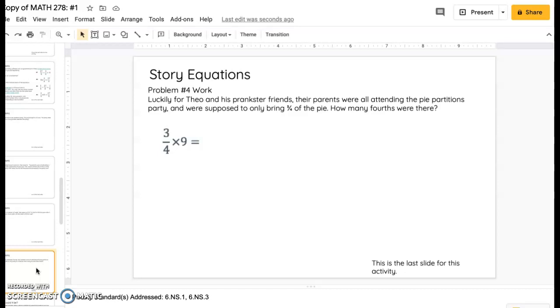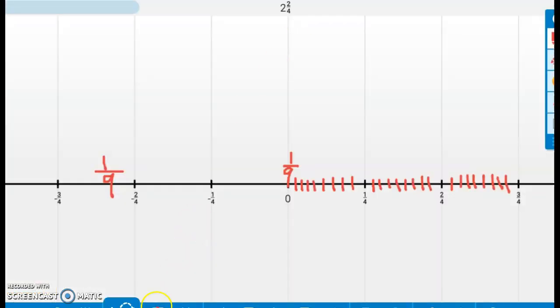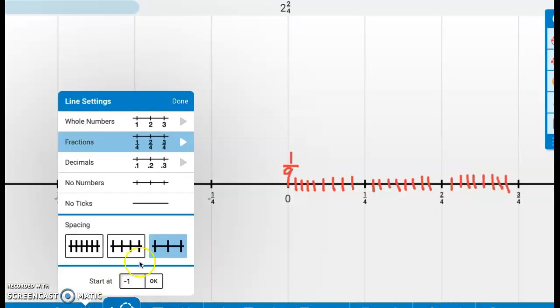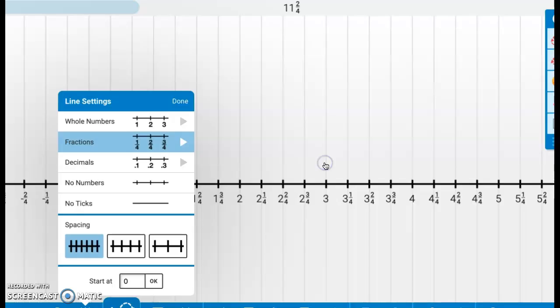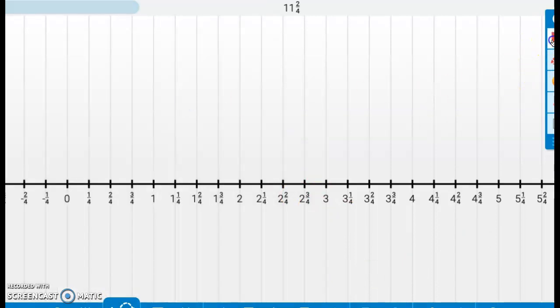So we kind of already did this problem, didn't we? So let's go practice it one more time. And I'll fix our number line here so that it is ready to go. Clear all. Ah, it's nice and clean again.